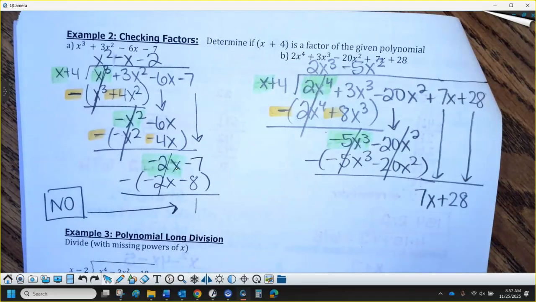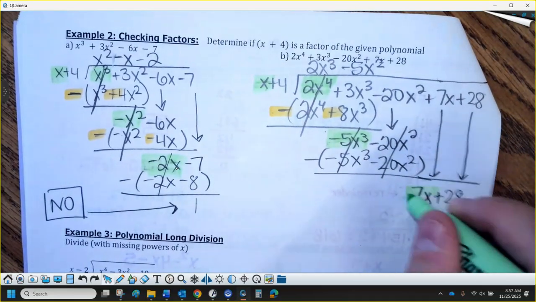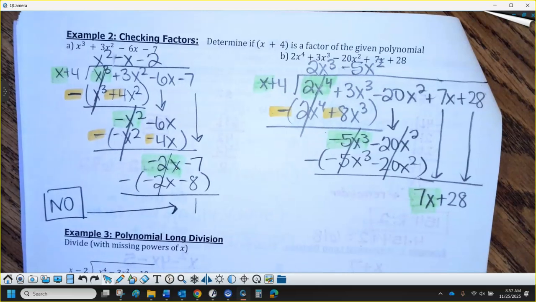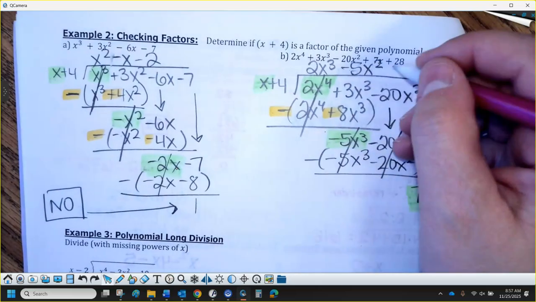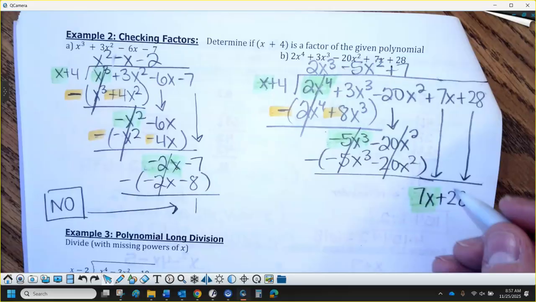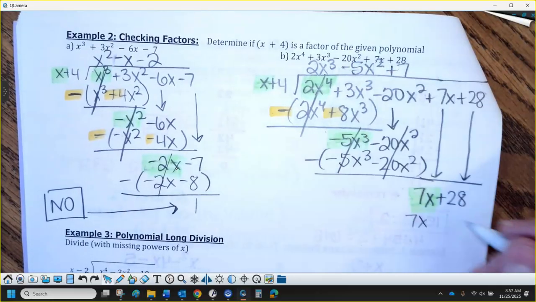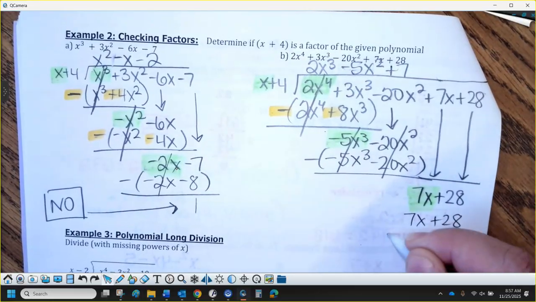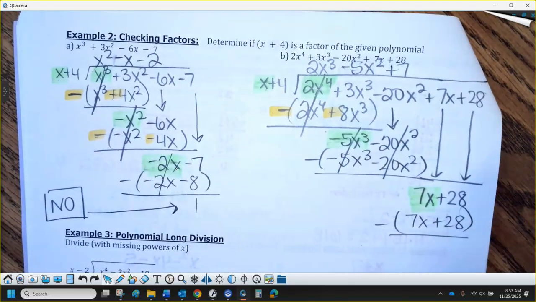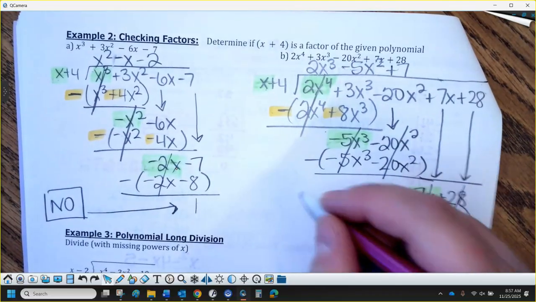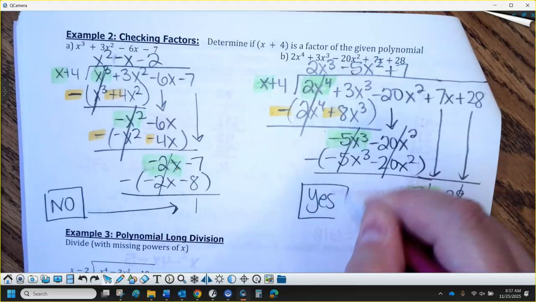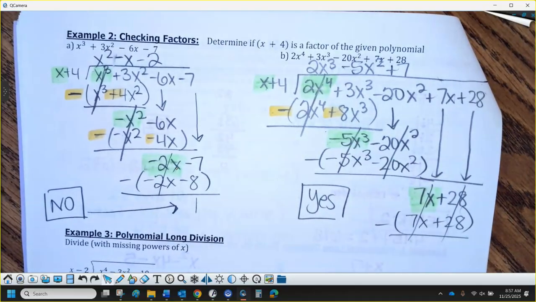All right, now I'm going to ask you one more question. What would you multiply x by to turn it into 7x? Just need a 7. So that would go on the top. Now 7 times x is 7x. 7 times 4 is 28. We're going to subtract these. They match exactly. So I have no remainder here. So then my answer to this question, that is a factor because it divides in evenly with no remainder. I just tried to put some different situations in these problems today to show you guys kind of what can happen.